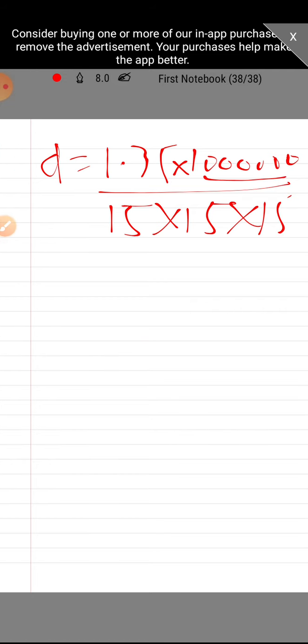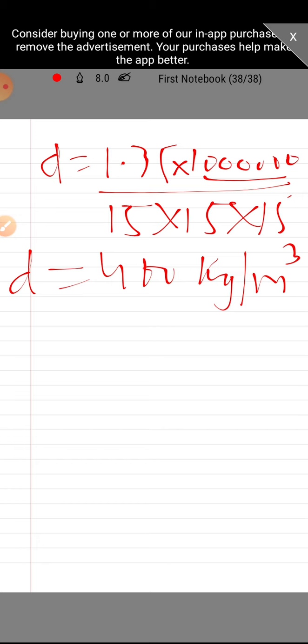Now again you can multiply all these numbers. I am just writing the answer again. I think you all will be able to multiply this simple calculation. So we get 400 kilogram per meter cube.